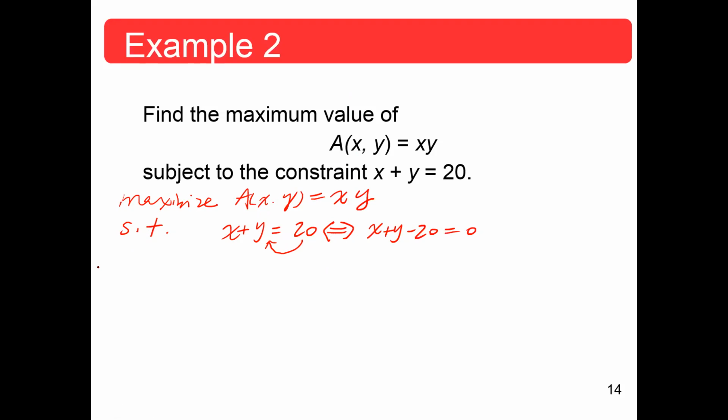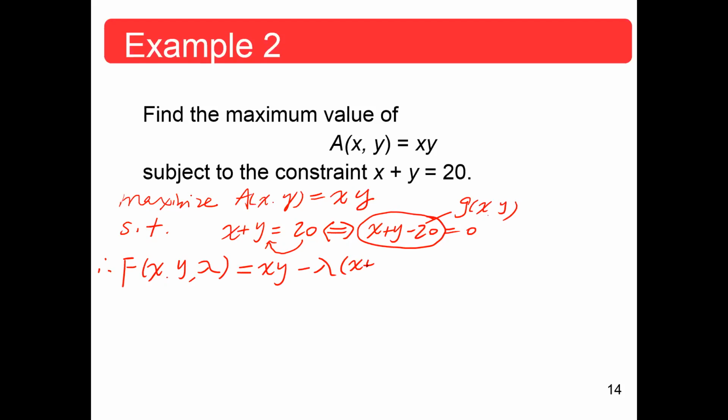Okay. So if we use Lagrange multiplier, we have to construct function f of x, y, including multiplier lambda. So that would be your objective xy minus lambda times the constraint. This is our g of x, y, so x plus y minus 20. And then it's straightforward, right? Take 3 partial derivatives, fx, fy, f lambda, and set each of those equal to 0.